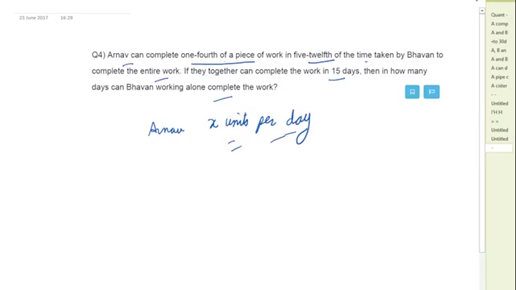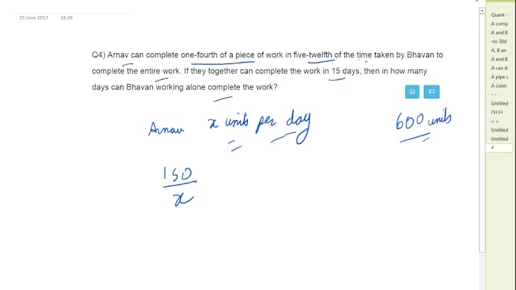I've assumed Arnav does X units of work per day. So Arnav can complete 1/4 of a piece of work. And let's assume that the total amount of work is, what do we assume? We'll assume some good number, so 600 units. So the total amount of work is 600 units. Arnav does X units per day. So Arnav can complete 1/4 of the piece of work, that is 150 units, in 5/12 of the time. So how much time will Arnav take to do 150 units? 150 by X, right?